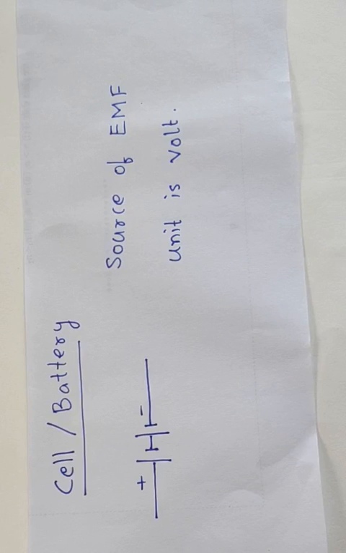A battery is the source of EMF. EMF is electromotive force, also known as voltage. A battery has two terminals, a positive and a negative. When both the terminals are connected with a load, meaning an electrical load such as a bulb, a fan or a motor, then the current flows from the higher potential end to the lower potential end. The unit of a battery or a cell is volt. In the market, various types of batteries with different voltage ratings are available.